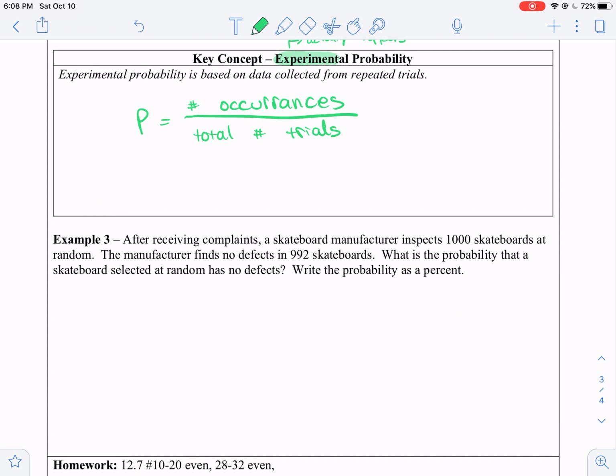For example, after receiving a whole bunch of complaints, a skateboard manufacturer inspects 1,000 skateboards at random. He finds no defects in 992 skateboards. What's the probability that a skateboard selected at random has no defects? As we're looking for no defects, the number of occurrences that happened was 992, and the total number he tried was 1,000. He tried 1,000 times. So that comes up to 99.2%. Cool.